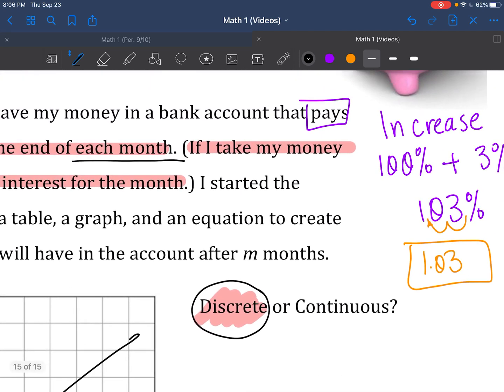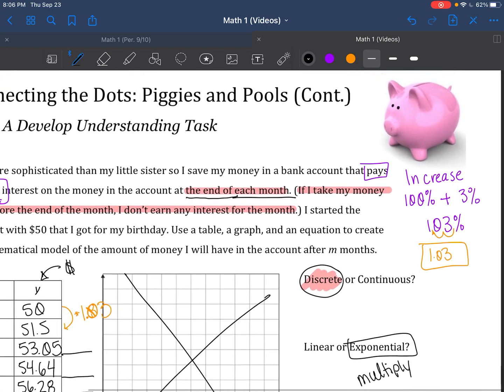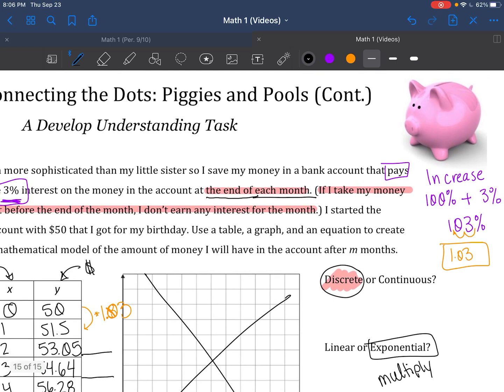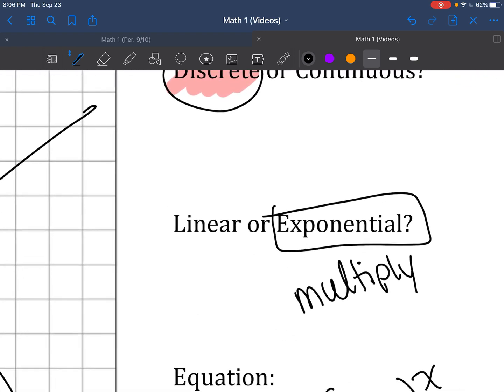Now, this is a discrete word problem because it says you get that interest at the end of each month. And I said, if I take my money out before the end of the month, I don't earn that interest. So you don't get it. It's a counting thing. This is an exponential problem because we are multiplying. Remember, exponential is now our new geometric.